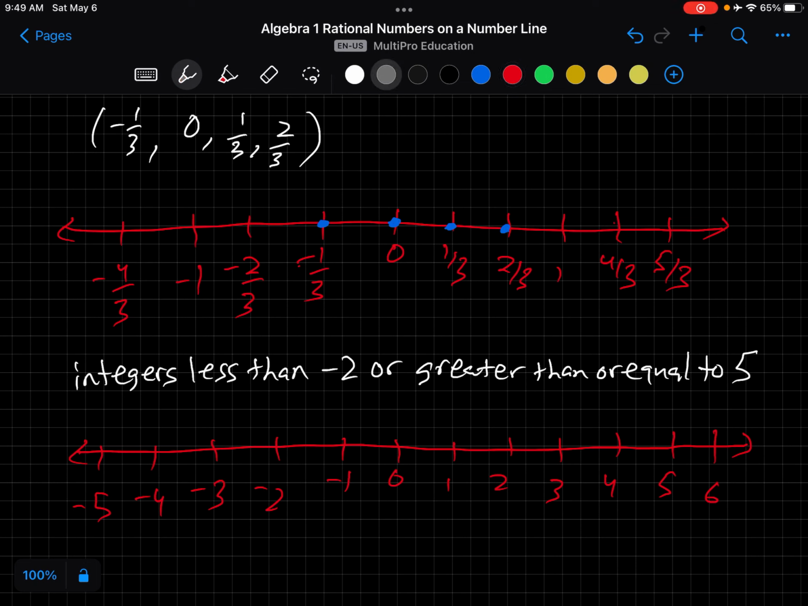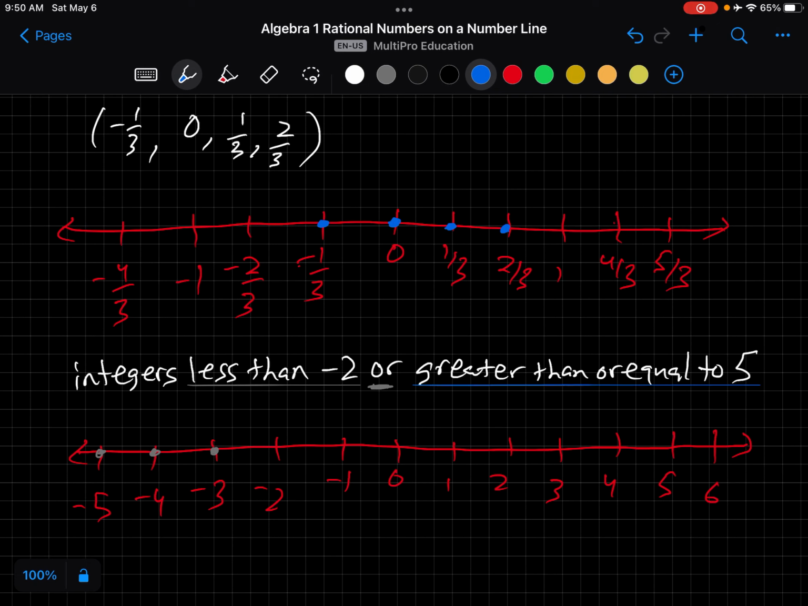Alright, so what we're doing, first of all, we have an OR statement here, right? So we have to do this or this. So what's the first statement here? We're looking for integers less than -2. So it does not include -2 because it doesn't say less than or equal to -2. It has to be less than -2. So we got -3, -4, and -5.